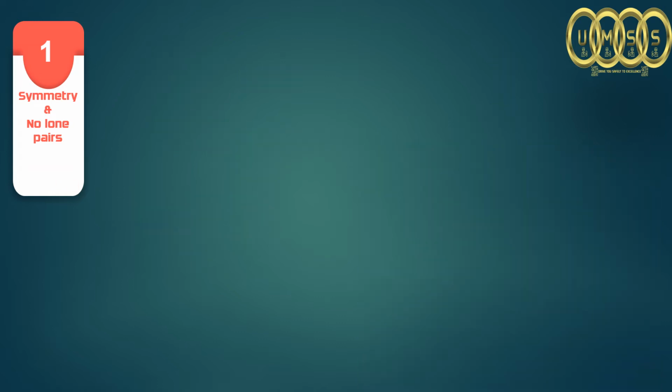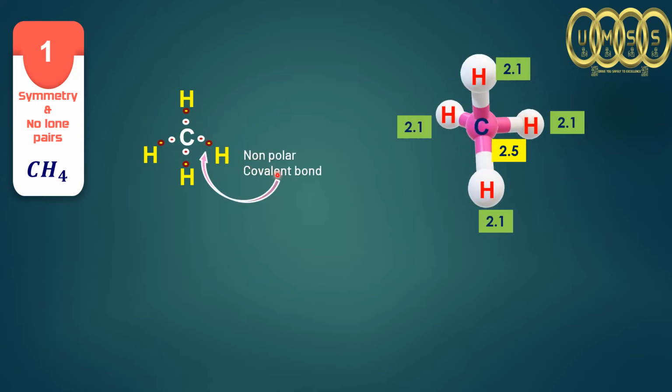The last example about symmetry and no lone pairs on the central atom is the methane molecule CH4. By Lewis dot structure, the carbon atom is the central one and bonded to 4 hydrogen atoms, where the bonds between carbon and the hydrogen atoms are nonpolar, as the electronegativity of carbon is 2.5 and for hydrogen is 2.1.